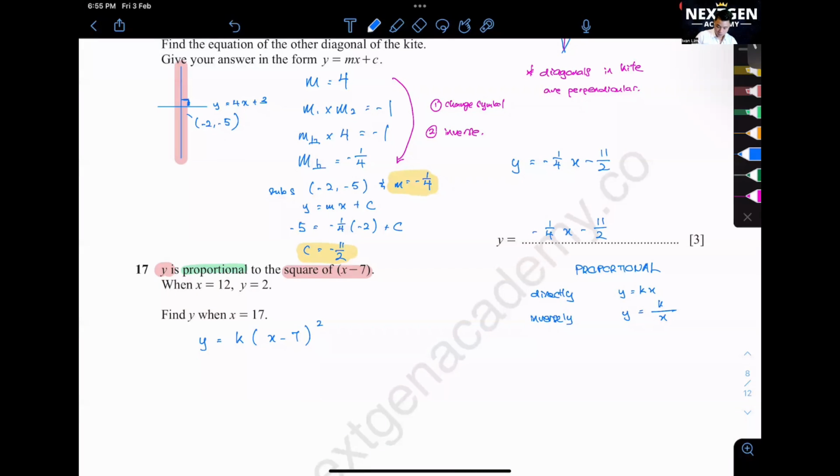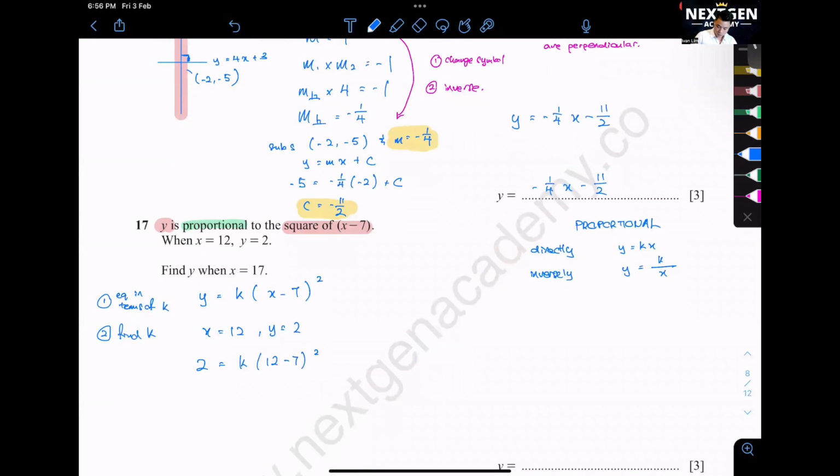Second step, we find k. So first step, you write an equation in terms of k. Then you find k by substituting the x and y that is given to you. So when x equals 12 and y equals 2, 2 equals k(12 minus 7) squared.